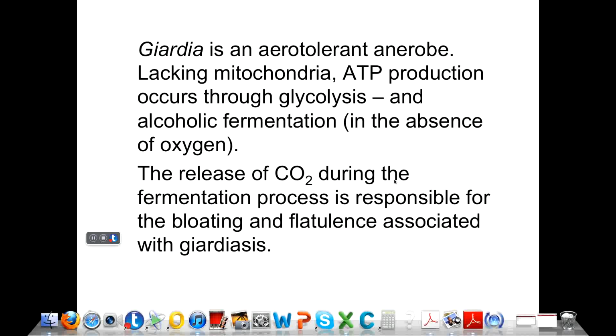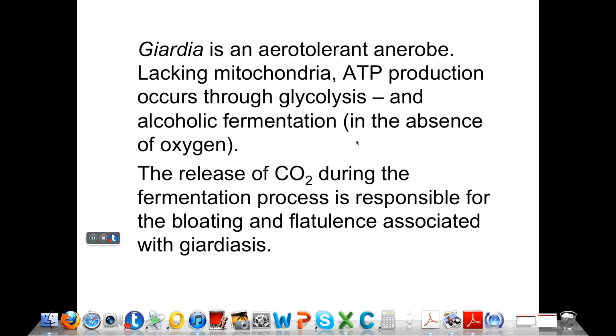Now, keeping in mind that Giardia is replicating within the small intestine and sometimes up in the villi of the intestinal tract, these are in somewhat of an anaerobic environment, not completely oxygen-free, but certainly under low oxygen environments. And Giardia has adapted to this environment by being what we call an aerotolerant anaerobe. And what that refers to is the fact that they can survive in the presence of oxygen, but they do not use oxygen for cellular respiration.